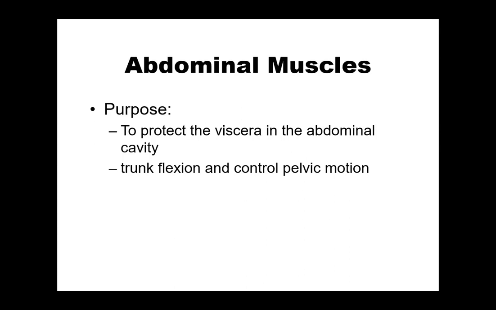So, what is the purpose of these muscles? To protect the viscera or your internal organs in the abdominal cavity, right? We have lots of important organs in there. And then again, as I said, they do trunk flexion and they also control pelvic movement. So this anterior posterior pelvic tilt that we talked about in the hip section. And so they, especially the rectus abdominis, anteriorly attaches to the pelvis, and so kind of keeps us from going into too much anterior tilt.